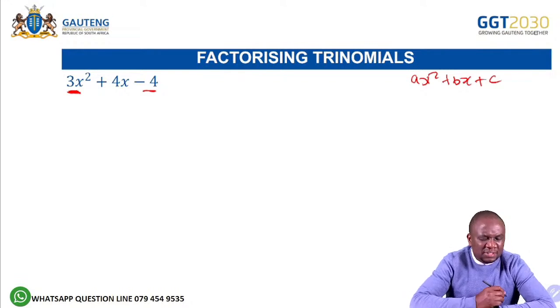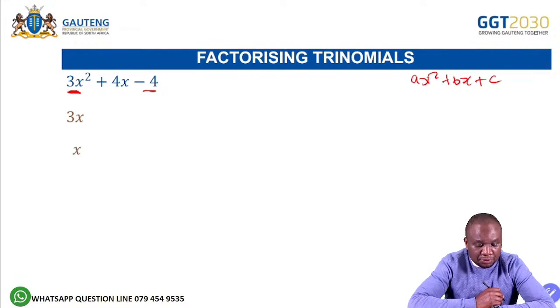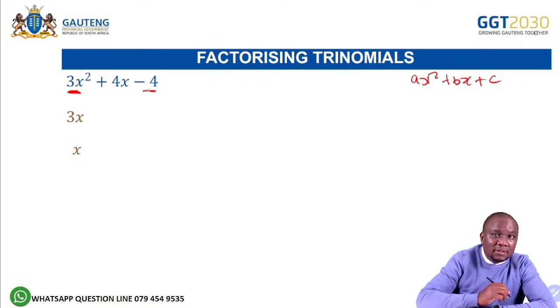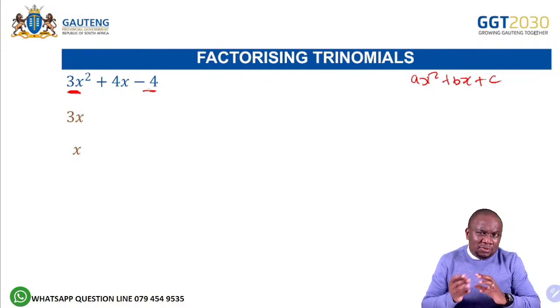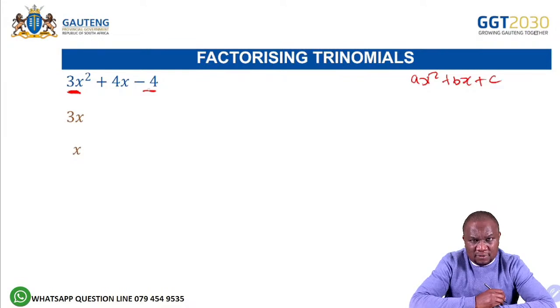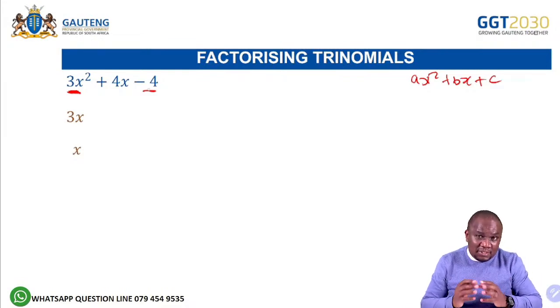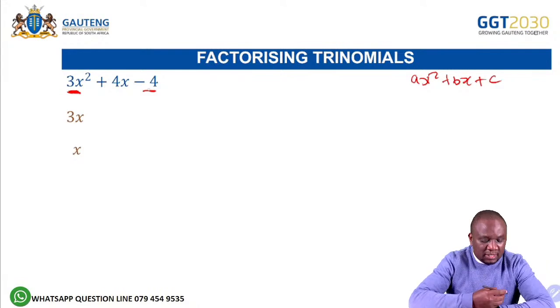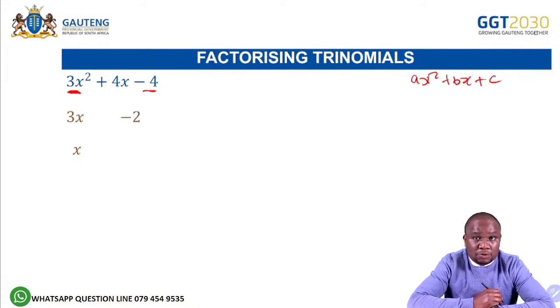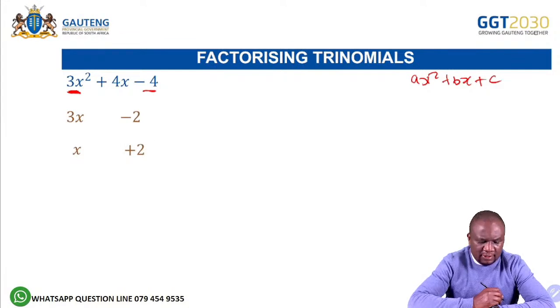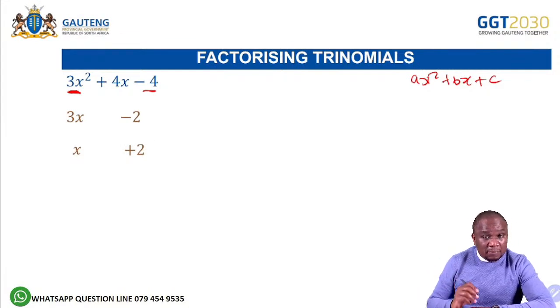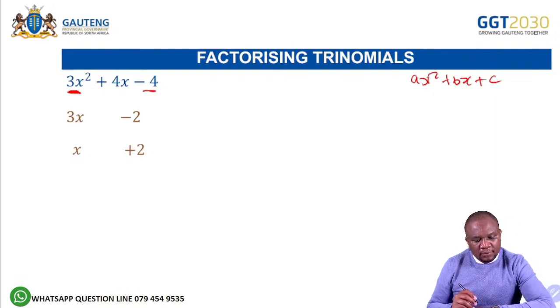Okay? Like this. 3x squared can be broken into 3x and x. You see that? So 3x times x is 3x squared. And then we look at the last term also. It can be broken into its factors. You can use a trial and error method. Okay. And then let's break this into negative 2 and positive 2. Okay. Right. Because negative 2 times positive 2 is negative 4.